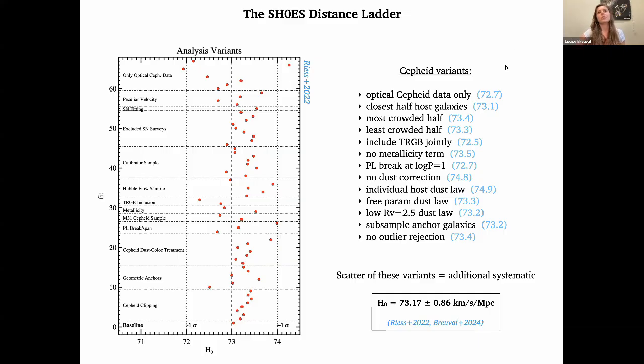Here I'm listing a few of the Cepheid variants, so choosing only optical photometry or closest hosts, assuming no metallicity effect, or assuming a break in the PL. Whatever we pick, it's really hard to deviate from the baseline. And the scatter of these variants is included as a systematic in the value.